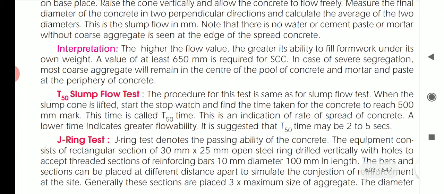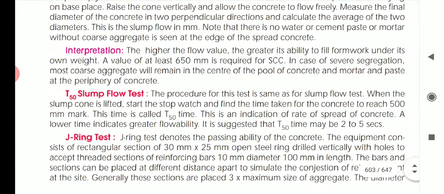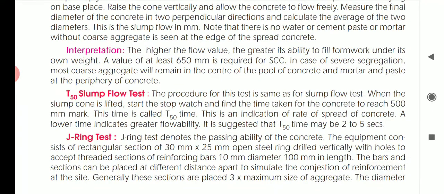And in this test, we are going to calculate the T50 slump flow also. What is this T50 slump flow test? The procedure for this test is the same as the flow test. When the slump cone is lifted, start the stopwatch and find the time taken by the concrete to reach the 500 mm mark. So you have marked the 500 mm circle from the center point of that plate.